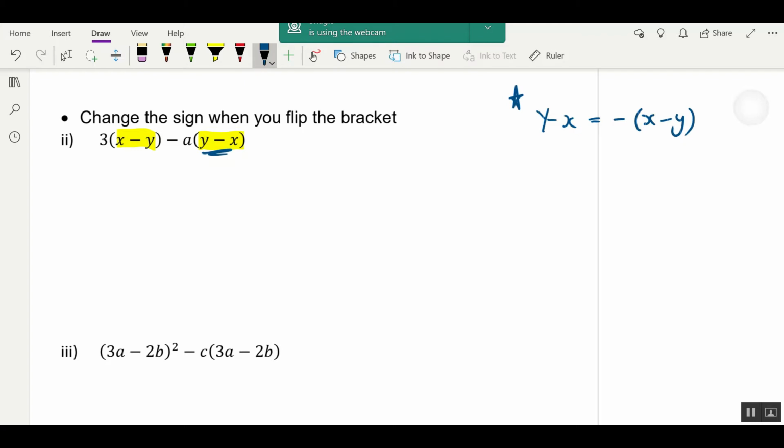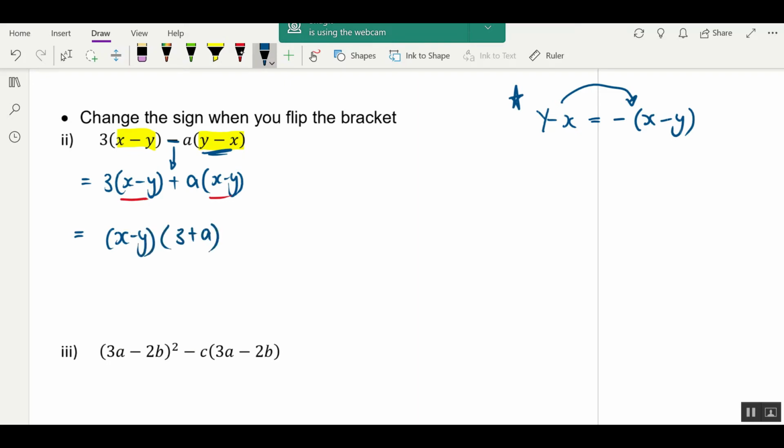When the minus comes out, it will affect the sign that is in the middle. So this minus will become plus, bracket x minus y. Why does it become plus? It's because when you change y minus x to negative of x minus y, this minus will affect the minus sign here. That's why it will become plus. Now you have the same common group, then you can do factorization by grouping. Let's take out the common group. Then what is inside? 3 plus a.